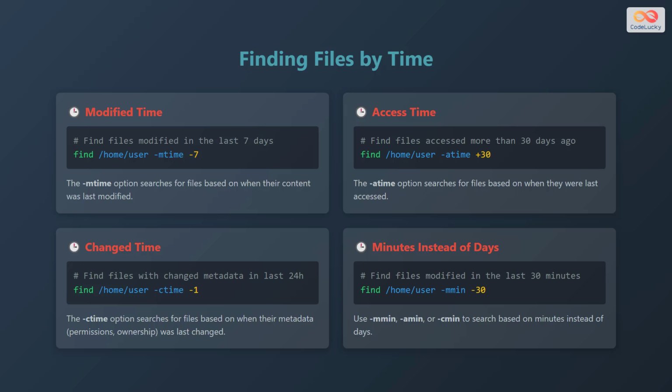To find files that were accessed more than 30 days ago, use the command find /home/user -atime +30. The -atime option searches for files based on when they were last accessed.